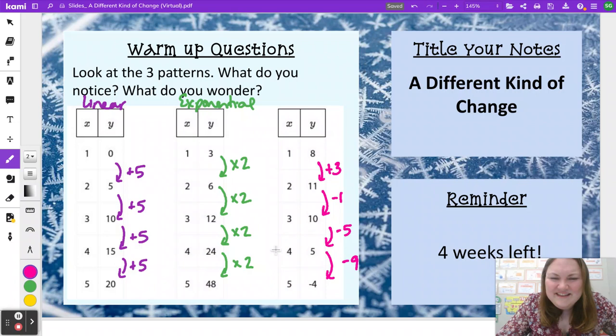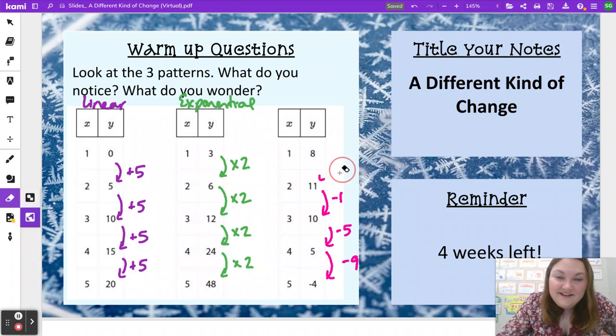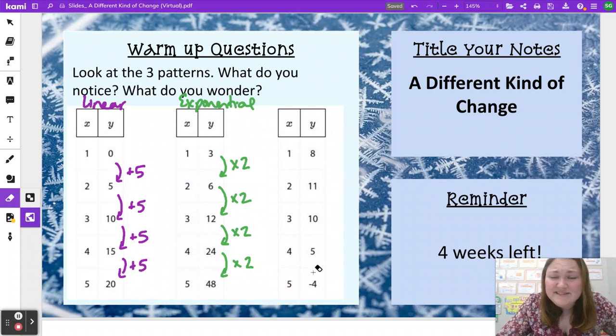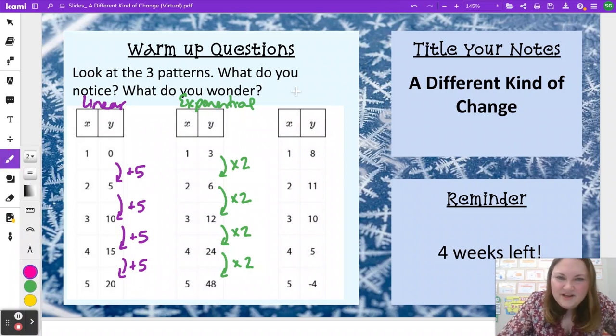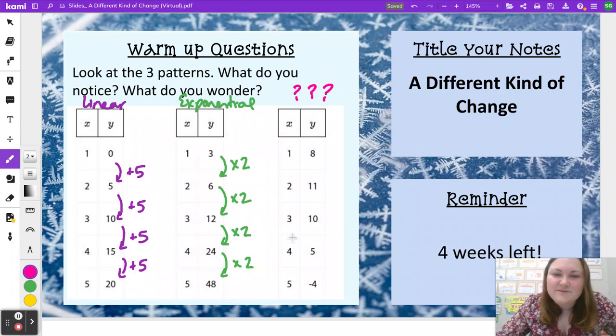So we're seeing here this isn't the same. So it's not linear, but there's also not a constant multiplication. Just the fact that it goes up and then goes down tells me I'm not constantly multiplying by something. So usually when I ask what do we wonder, it's about this last table and what is happening. I notice it's increasing and then decreasing, but I don't see a real pattern here. You may be able to predict this last table is what we are going to be investigating in this lesson and in this unit.